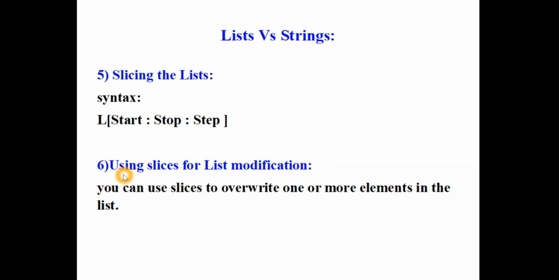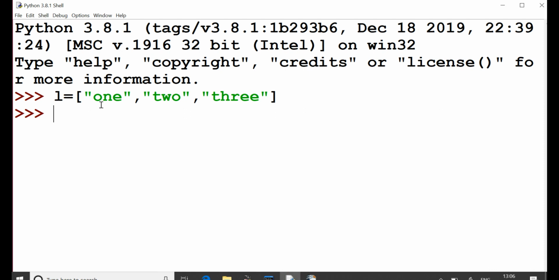The next operation is using slicing for list modification. You can use slices to overwrite one or more elements in the list. You can use slicing also for updating elements in the list. See the example. The list is containing 1, 2 and 3. So L of 0 is 1, L of 1 is 2, L of 2 is 3.